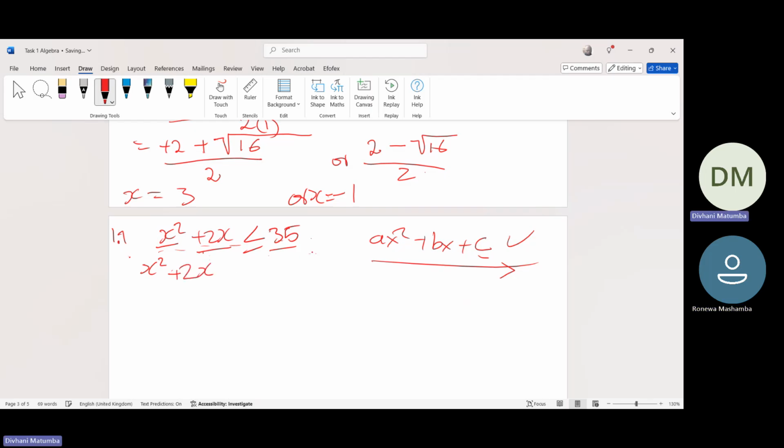If I take it to the other side, I will have what? Minus 35. It's greater than or equal to 0. What are they saying? They're saying that if you have a graph given by x squared plus 2x minus 35, go and find the values of x whereby your graph is greater than or equal to 0.